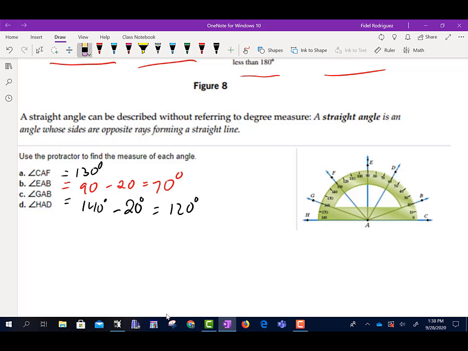And then we have also angle HAD. HAD. So I know from here to here is 90. Now, I need to figure out how far is it from here to here. Well, that's 10, 20, 30. So 90 plus 30 would be 120, right? And we found the measure of each of our angles.